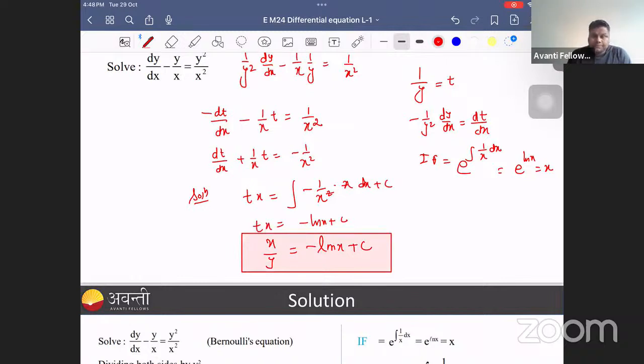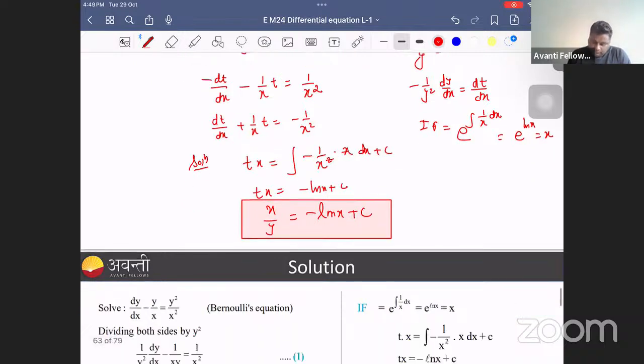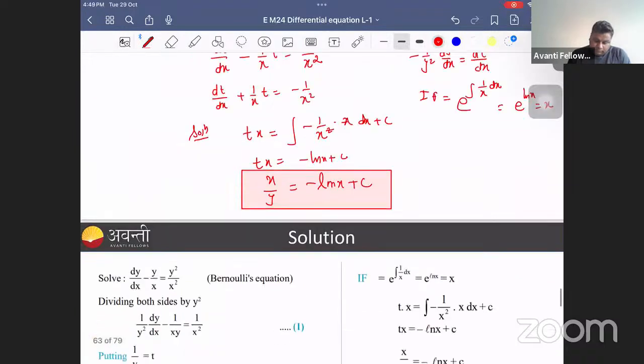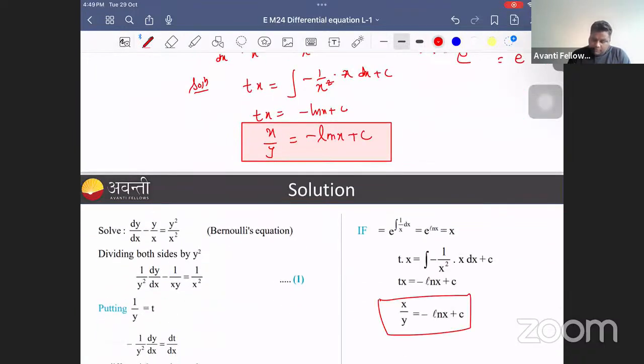Am I clear? Madhukar? You see, the same solution they have given. Madhukar, did you get it?